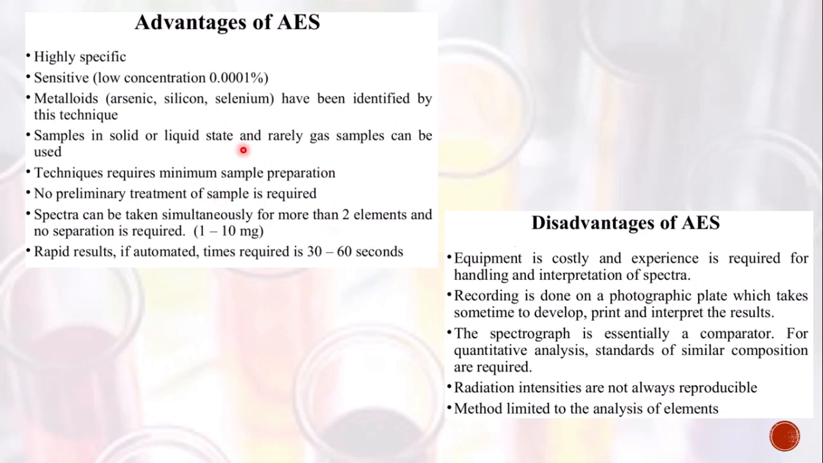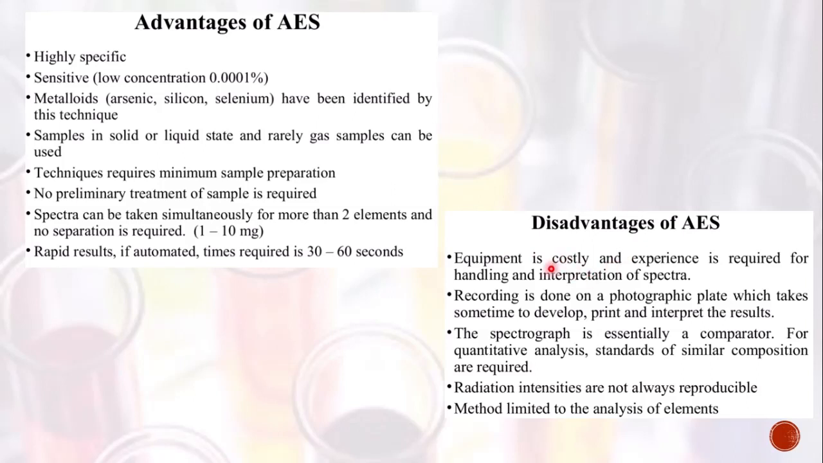What are the advantages of AES? It's highly specific, sensitive, you can determine or identify metalloids. The sample can either be in solid or liquid state. The technique requires not so much sample preparation, and we also don't need any treatment of the sample before it can be used. And the spectra can be taken simultaneously for more than 2 elements without separating them. Then we also have rapid results, particularly if it is automated. It can take 30 to 60 seconds.